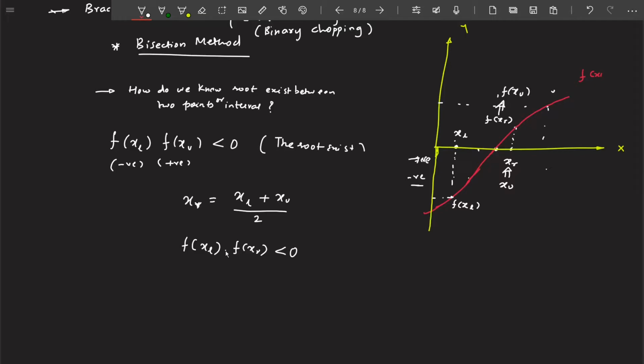For the second iteration, again I'm going to take XL and XU, divide, and find out XR. So suppose my XR now, let me erase this, this becomes XU. So now let us say my XR comes at this point, and this is going to be my f(XR). So again, if you see, my f(XL) times f(XR) turns out to be what? It turns out to be positive in this particular situation, because this is negative and this is negative. Negative times negative becomes positive.